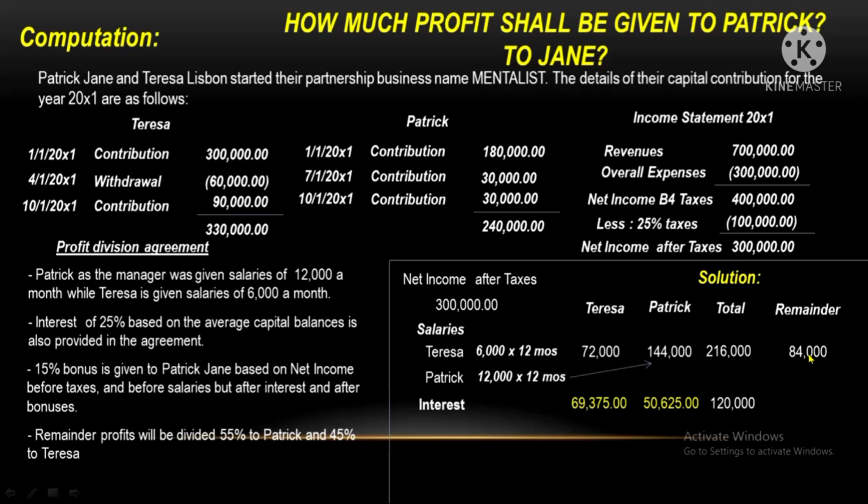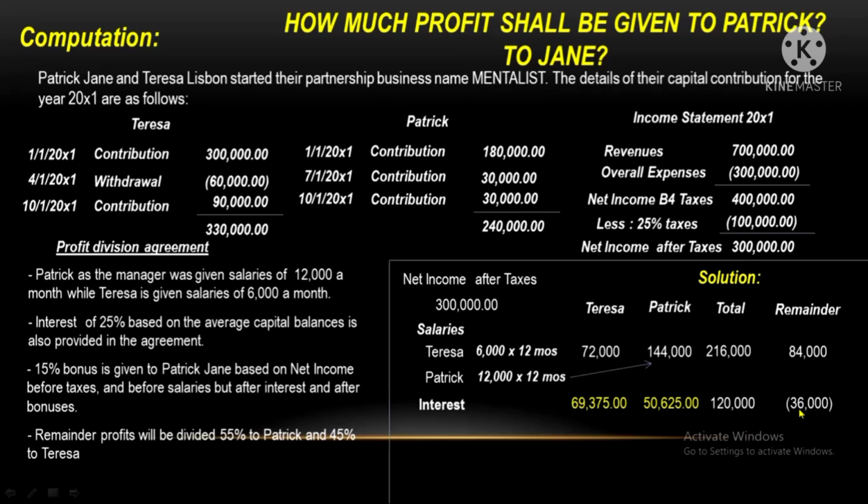But the total interest to be given is 120,000. So, the question is, are we still going to give the interest? What do you think? The answer is yes. So, since we're going to give the 120,000 interest, 84,000 minus 120,000, the amount to be distributed will become negative 36,000. But it's okay.